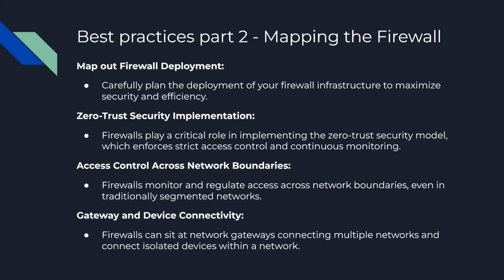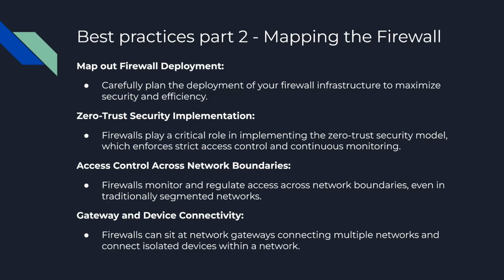Then we've got zero trust security implementation. Firewalls play a crucial role in implementing the zero trust security model, which enforces strict access controls and continuous monitoring of the firewall. Access controls across network boundaries. Firewalls monitor and regulate access across network boundaries, even in traditionally segmented networks.